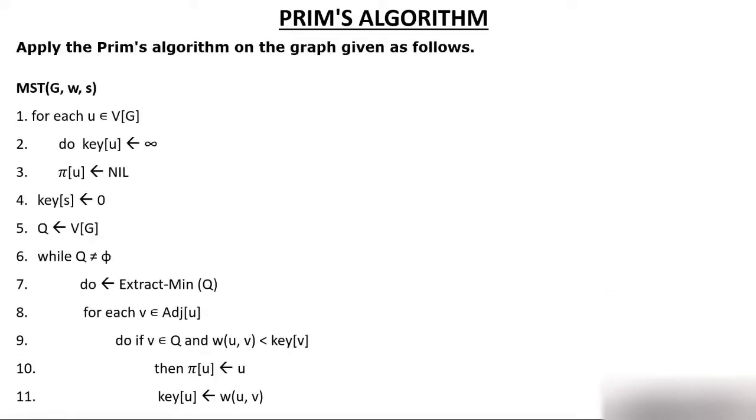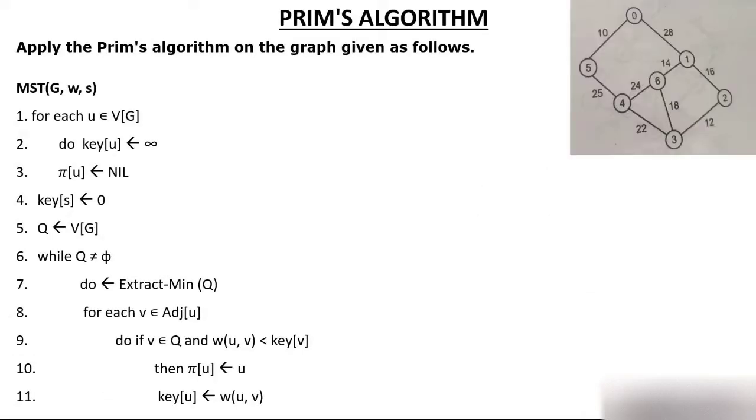So let's start with Prim's algorithm. Here is the algorithm, and here you have a graph. This is the graph which we have solved. We have taken this graph and calculated its minimum spanning tree. So let's start with how this algorithm works.